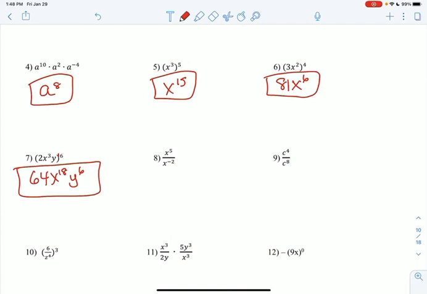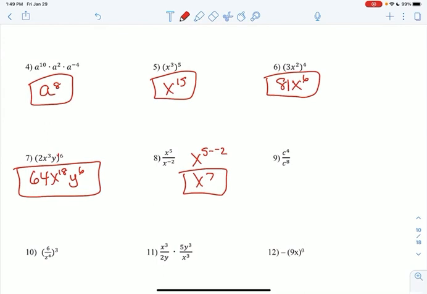8, I have division. Now remember, on division, what are you going to do with those exponents? You're going to subtract them. So this is x to the 5 minus negative 2, which is x to the 7th. You don't need that in-between step. I was just showing you.